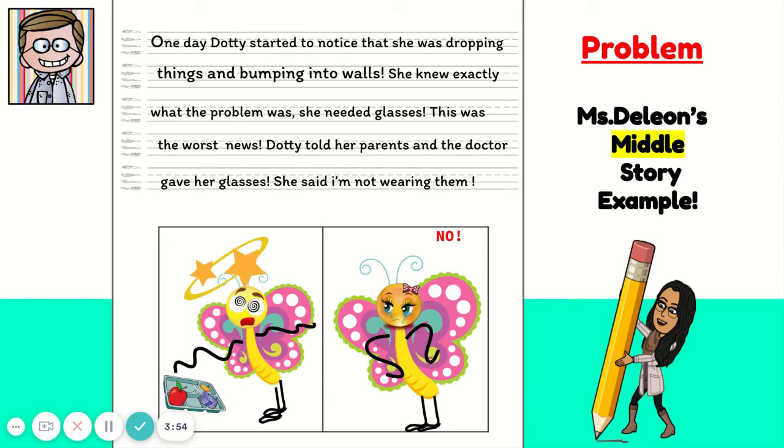I used a page that has 2 picture boxes. First picture, I drew Dottie dizzy and dropping things. And the second picture, I showed her second feeling. She was sad and she was upset. You can do the same, friends. Show different feelings that your character is feeling across the picture boxes.